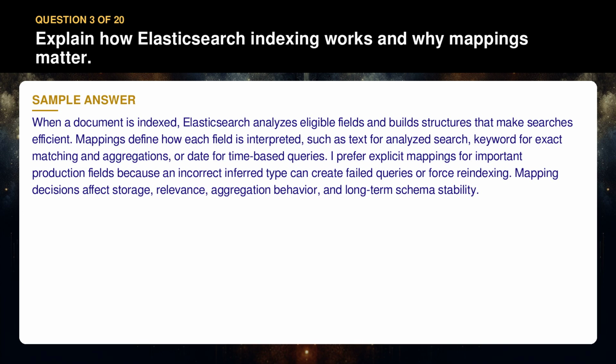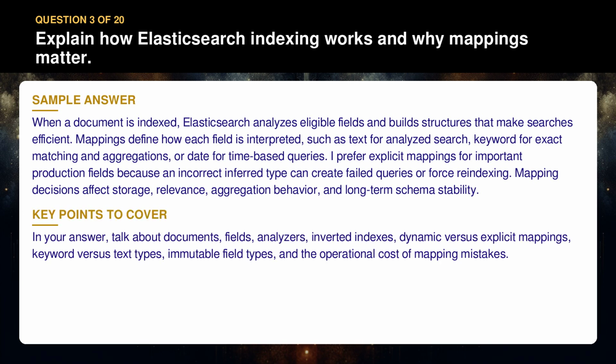I prefer explicit mappings for important production fields because an incorrect inferred type can create failed queries or force reindexing. Mapping decisions affect storage, relevance, aggregation behavior, and long-term schema stability.